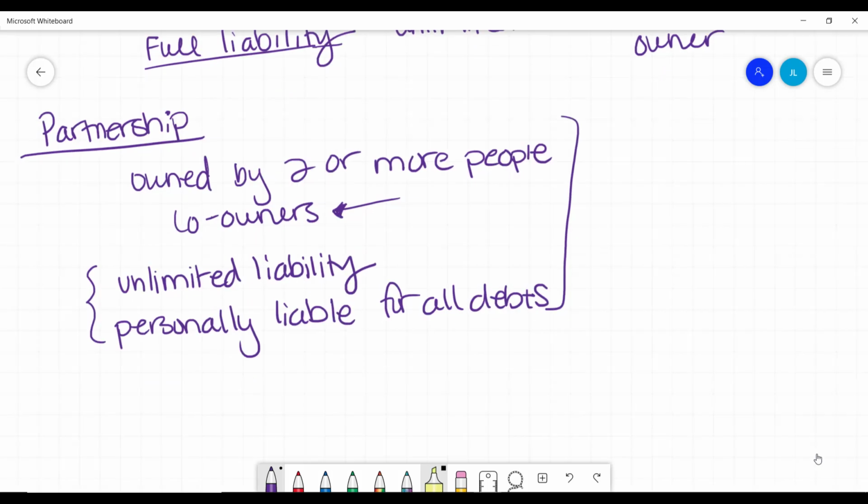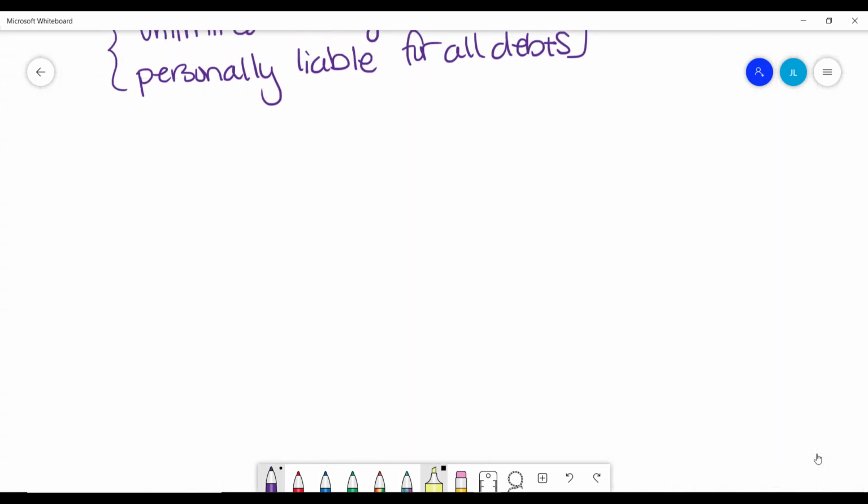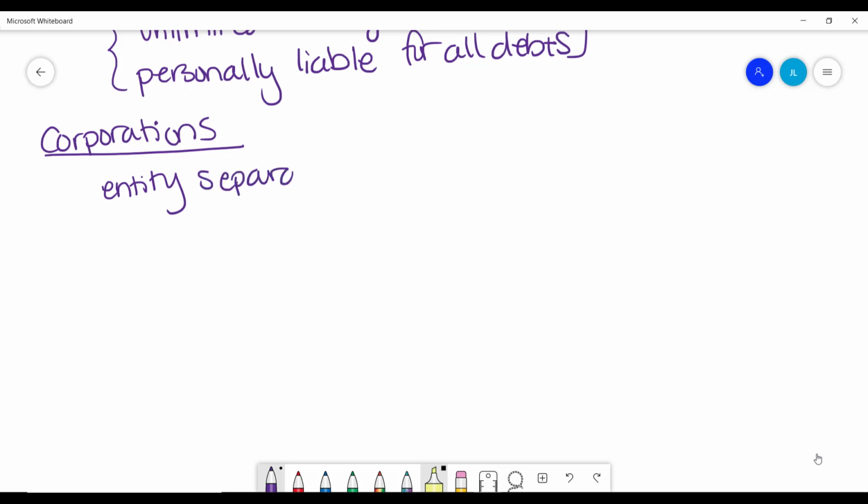Okay, and then finally, what about corporations? The difference about a corporation versus other forms of business is that corporations are seen under the law, from a legal standpoint, as an entity separate from its owners. So basically, a corporation, you can think of it from a legal standpoint as being seen as a person.